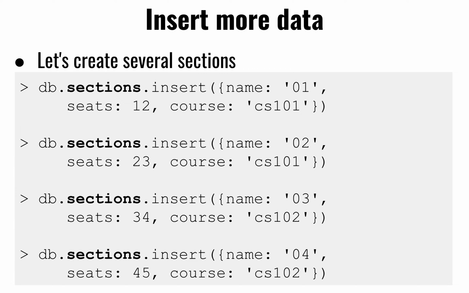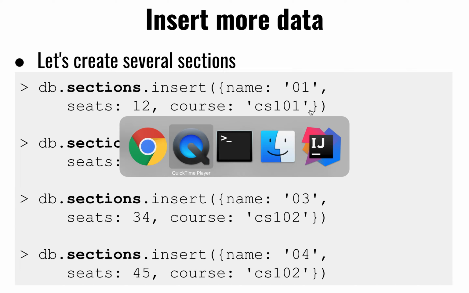Notice that we're not actually enforcing any referential integrity, right? If these were actually foreign keys and the courses don't exist, it wouldn't allow us to insert them, right? So we're not doing that. We're not enforcing any referential integrity. So let's create a couple of sections, again, just to play around with this.